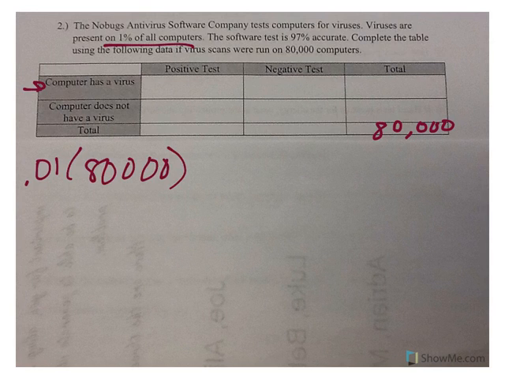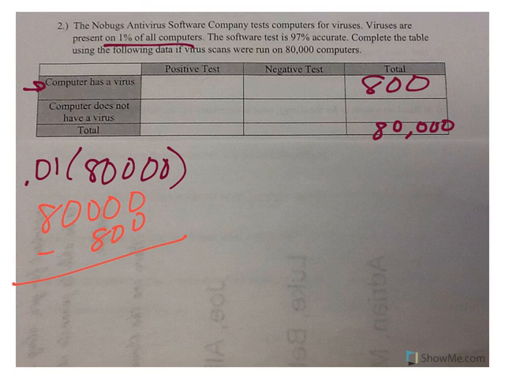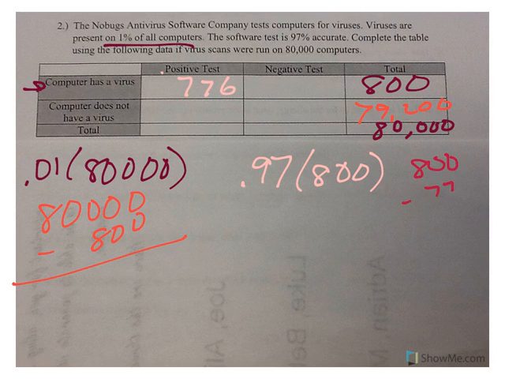80,000 computers will have a virus, which is 800. And now, if you've got 80,000 computers and 800 of them have a virus, that means 79,200 of them do not have a virus. Hopefully that makes sense. And once again, if you have a virus, you would expect it to test positive. So this right here is inaccurate. It's accurate, 97% accurate. So 97% of my 800 computers with a virus will test positive, which gives me 776. And if I had 800 total and 776 of them test positive, that means 24 test negative.